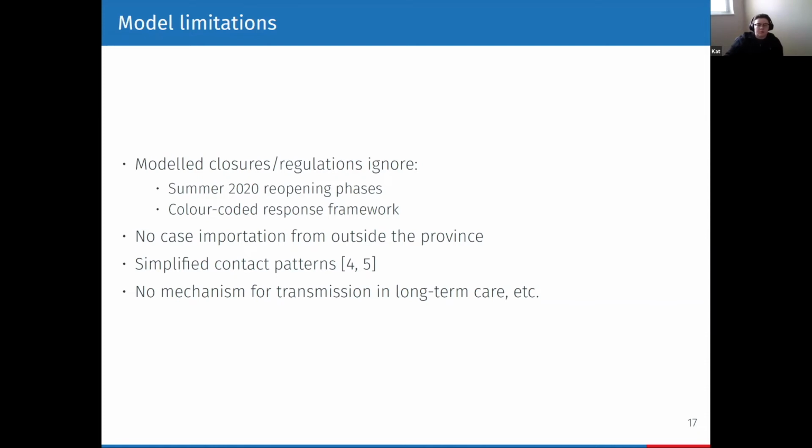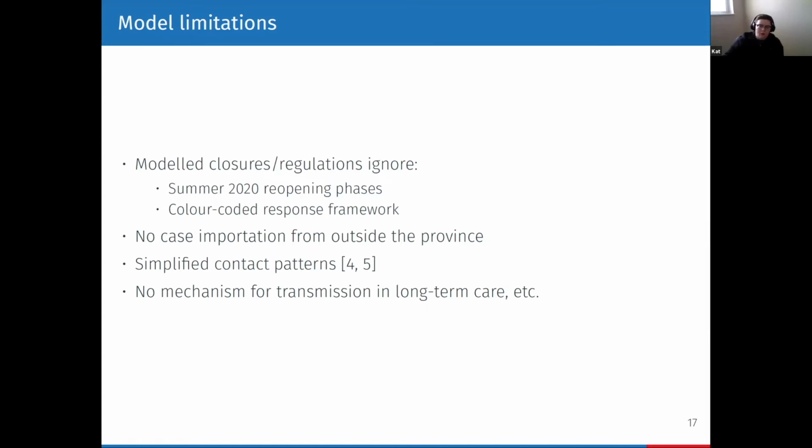Similarly, the color-coded response framework that came into play in the fall is not something we're modeling. We just have places be either open or shut in terms of their workplaces and schools. Another thing that I think is interesting, but currently hard to quantify the impact of, is case importation, particularly for regions of Ontario that border other provinces or the states, and for places like Toronto that have major international airports where people are not necessarily quarantining when they arrive. Case importation being potentially a factor impacting the types of patterns we're seeing in terms of outbreaks is something we don't consider and would be cool to add in.